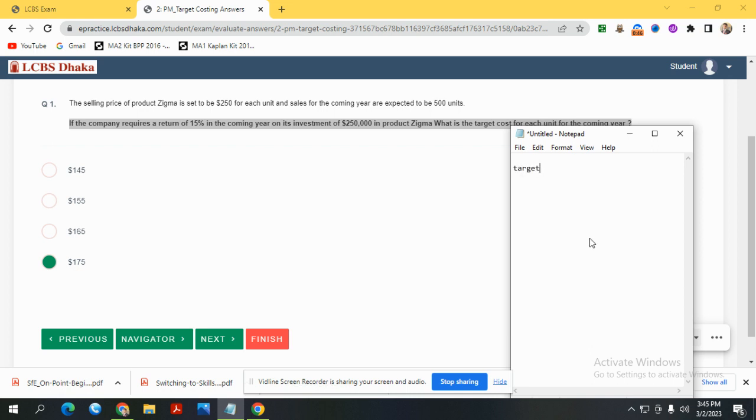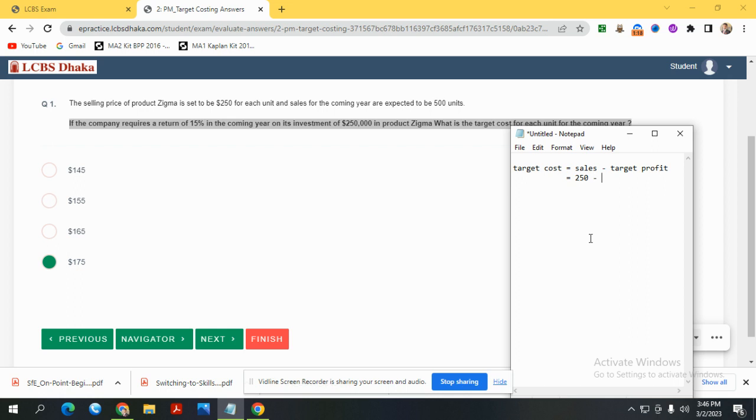Very simply, how do we find target cost? Target cost very simply is sales minus our target profit. Sales, we already know the selling price. The selling price is going to be 250. Our target profit, how much? Look at this carefully.